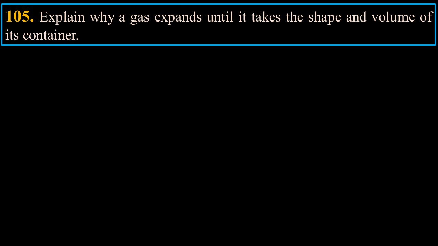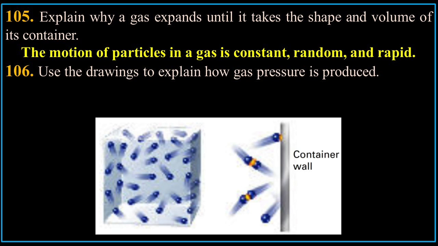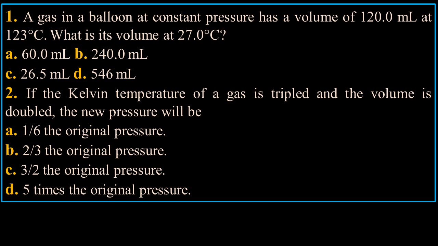Explain why a gas expands until it takes the shape and volume of its container. The motion of particles in a gas is constant, random, and rapid. Very rapid. A molecule moves extremely fast. Use the drawings to explain how gas pressure is produced. Gas pressure is the result of collisions of gas particles with the container wall. That's what they are. Here is the quiz.